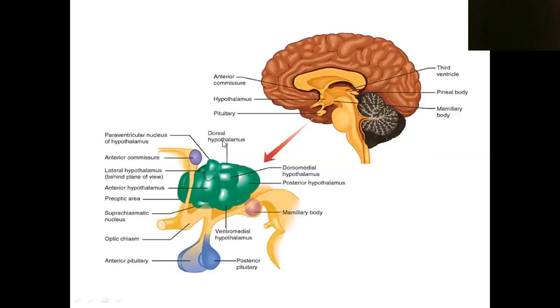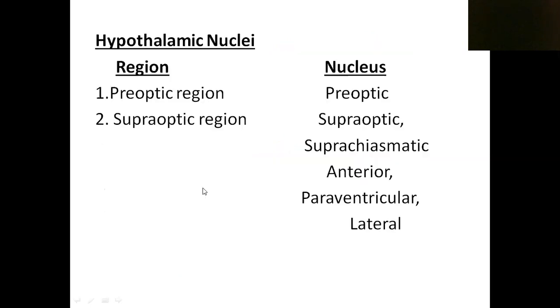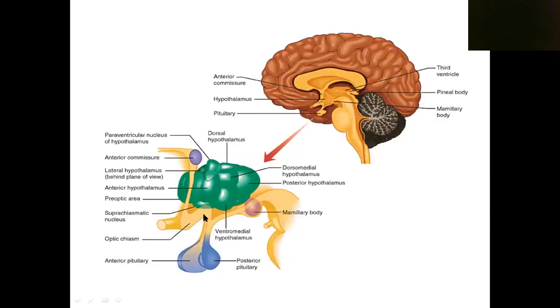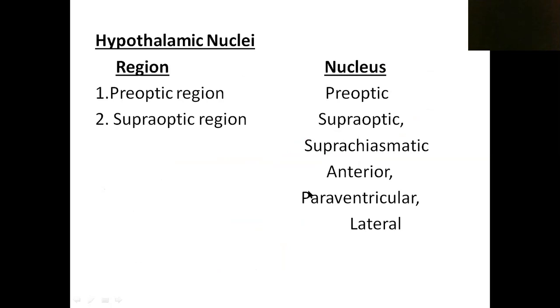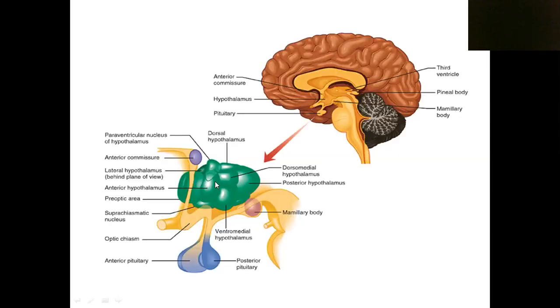Now, the supraoptic region: this is the optic chiasma. So above that, this area is the supraoptic region. So, the preoptic region, then the supraoptic region. What are the nuclei? See, here we can see some nuclei. Above the optic chiasma, this nucleus is known as the supraoptic nucleus. So the first one is the supraoptic nucleus. Then the suprachiasmatic nucleus, immediately above the optic chiasma. Then the anterior nucleus. In this diagram, this is the anterior nucleus.